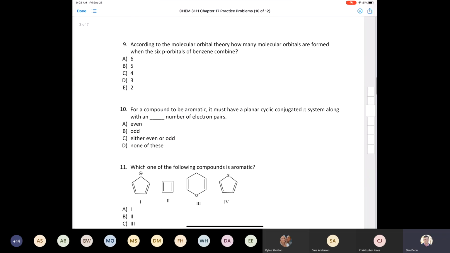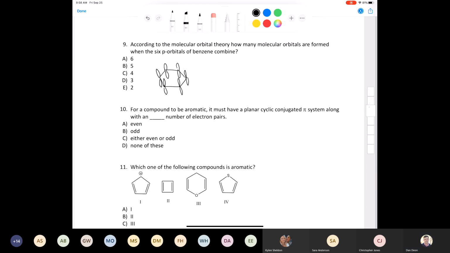Question number 9. According to MO theory, how many molecular orbitals are formed when 6 p orbitals of benzene overlap? We have the benzene molecule, right? We looked at this and we said, okay, well, there's all these p orbitals and they all overlap and we get different molecular orbitals. Does anybody remember how many molecular orbitals you get from these 6 p orbitals?